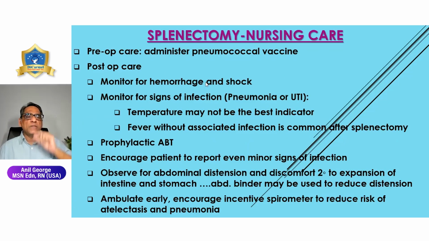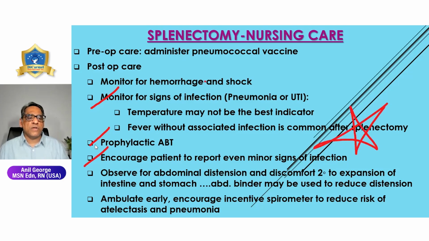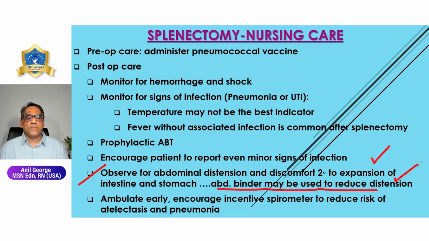So yes, we are talking about the need to monitor for signs of infection. They might need a prophylactic antibiotic for the same reason. Encourage the patient to report even minor signs of infection. Again, it is all focusing on the high risk of infection, as you can see. And observe for abdominal distension and discomfort, secondary to expansion of the intestine and stomach. An abdominal binder may be used to reduce the distension. Ambulate early. Encourage the incentive spirometer to reduce the risk of atelectasis and pneumonia.